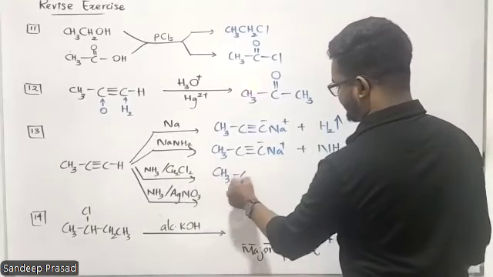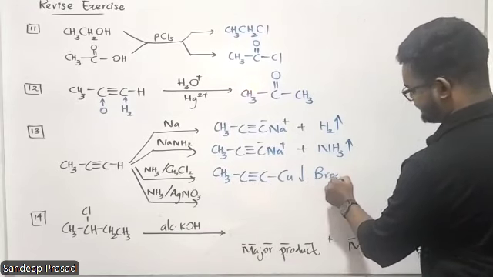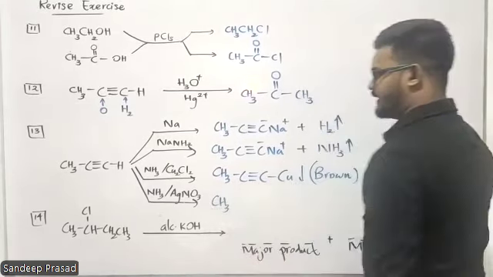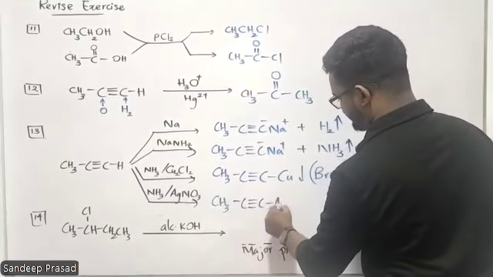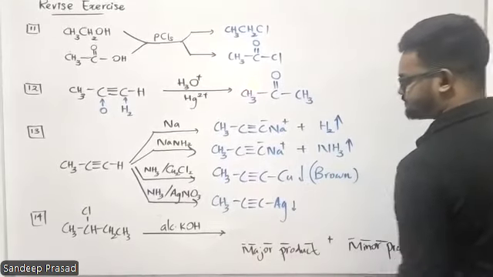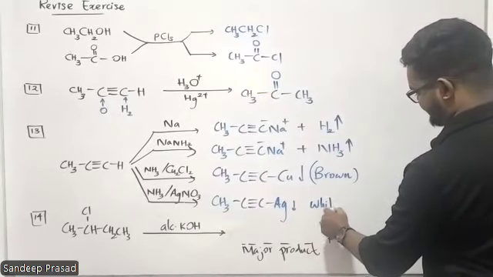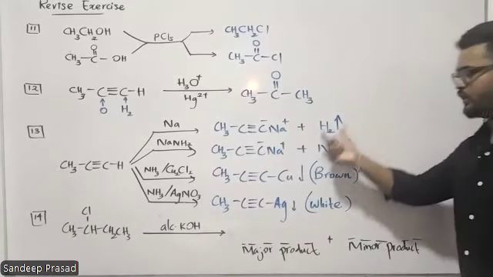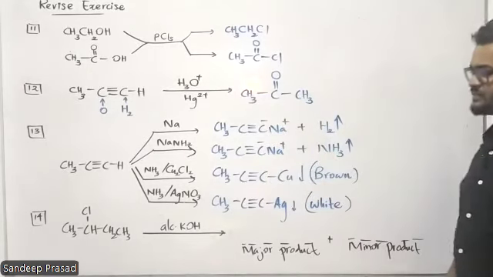Instead of hydrogen, copper is connecting there. So this is a brown color precipitate. And here, instead of hydrogen, silver is connecting. We can say that this is a white color precipitate. Okay. So these are the reactions that we learned under the terminal acidic hydrogen of alkynes, right?